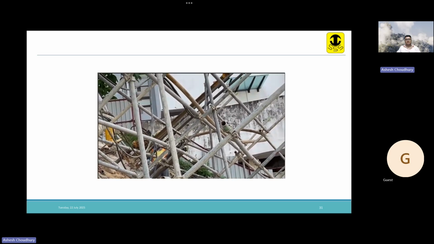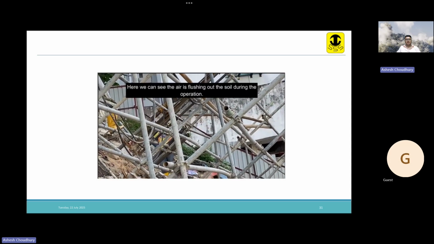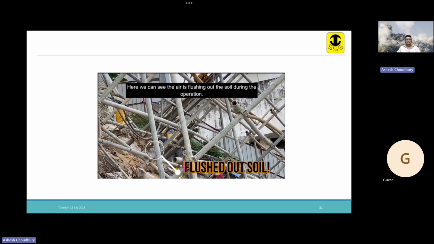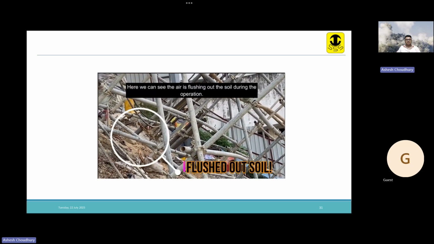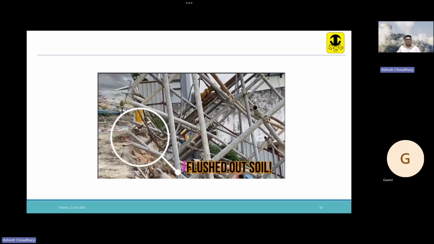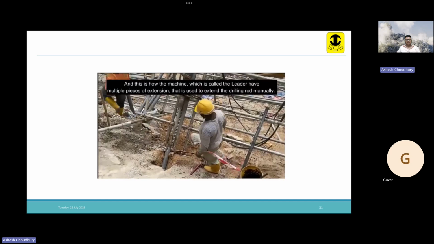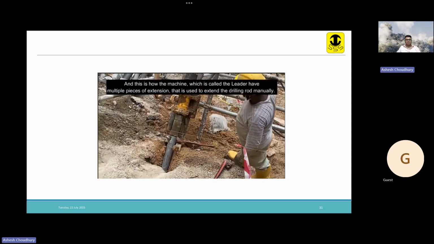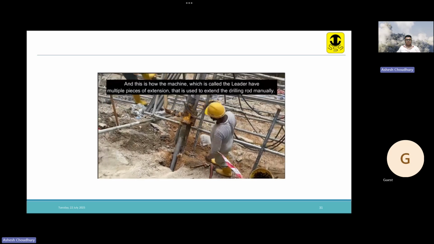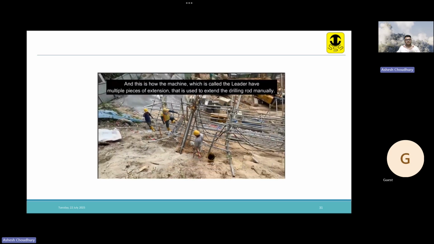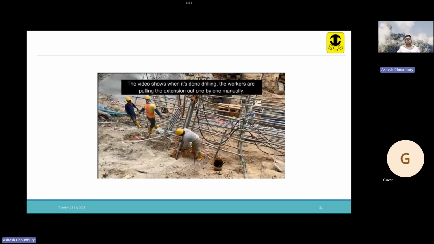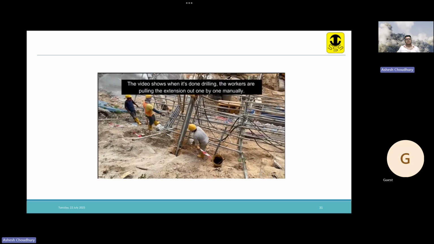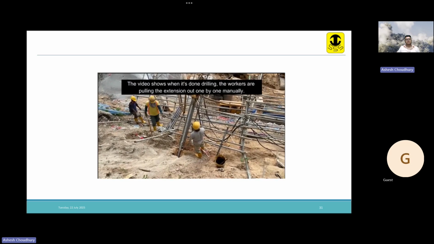Here you can actually see the process of drilling. We can see that the air is flushing out the soil during the operation. And this is how the machine, which is called the leader, has multiple pieces of extension that are used to extend the drilling rod manually. The video shows that when it's done drilling, the workers pull the extensions out one by one manually.